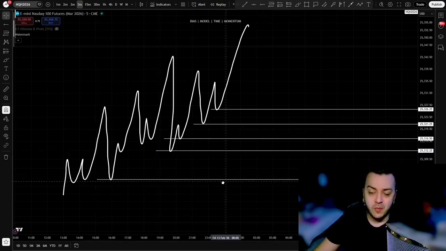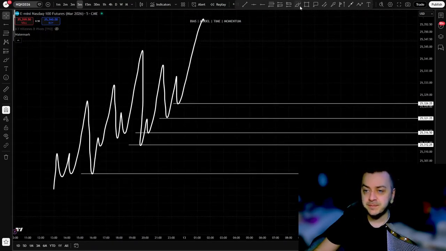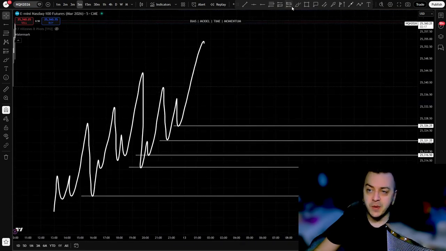Every day it takes me like 5 seconds. Basically just go and mark out, on the 5 minute for example, all the obvious swing lows. Really, really easy. And then as you can see, all I'll do is set alerts at these and wait for them to get hit.